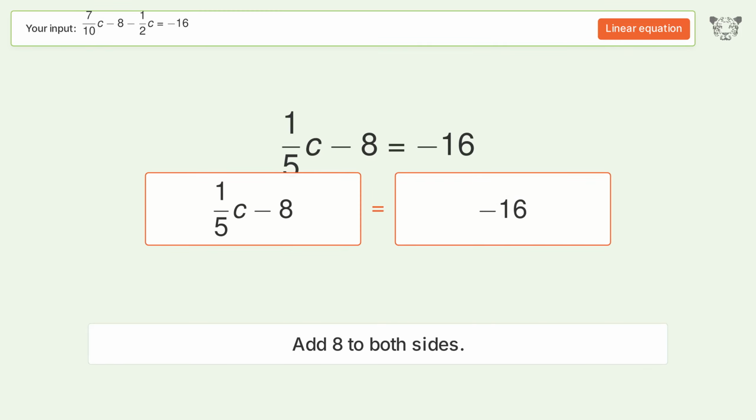Add 8 to both sides so the variable term stands alone. That gives 1 over 5 times c equals negative 8.